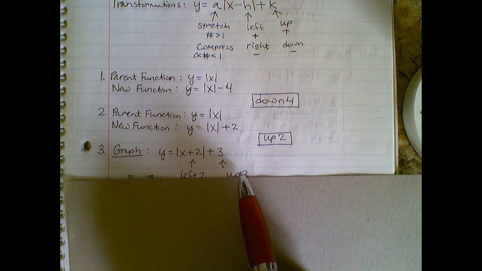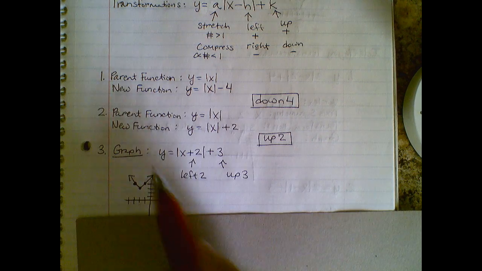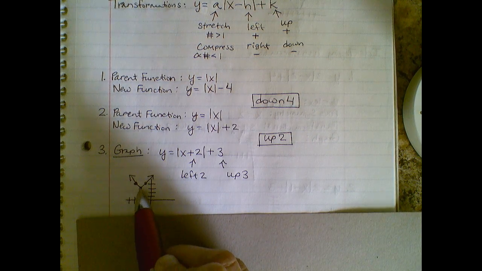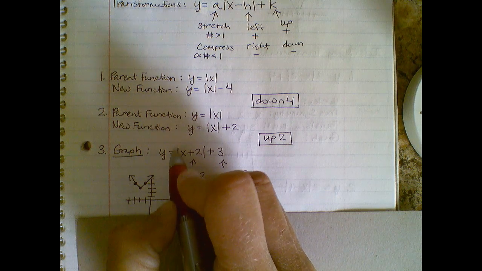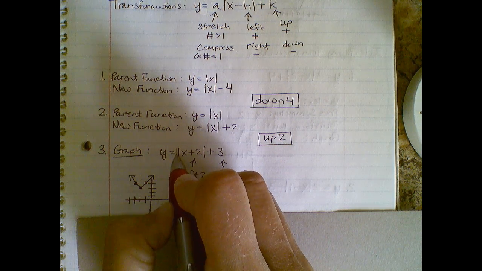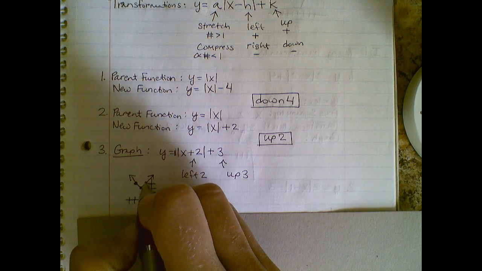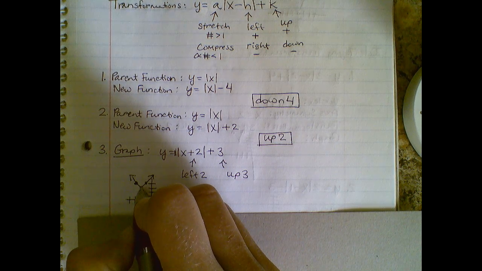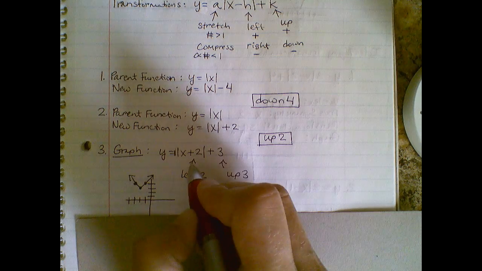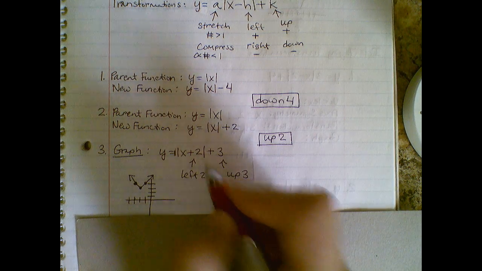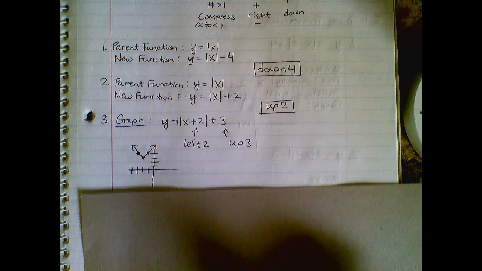Now, if I want to take a look at this graph, I would start with going to the left 2, going up 3, and I make that vertex. Now notice there's no number in the A slot, so the number that I could put there is just 1. So think of that A as just your slope. So I'm going up 1, over 1, up 1, over 1, or then reflect that over, up 1, back 1, up 1, back 1. We know it's going to be a V shape because of those absolute value bars. Whenever there's those bars, we know it's going to be a V shape.